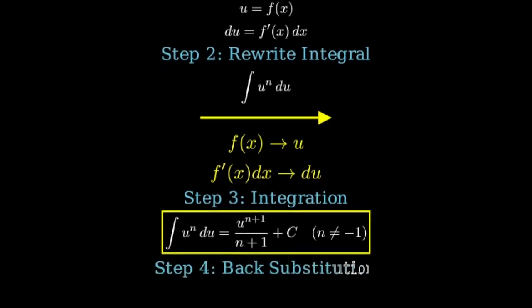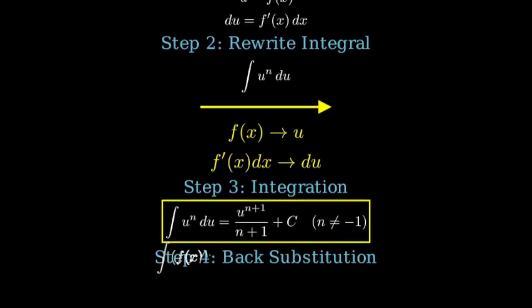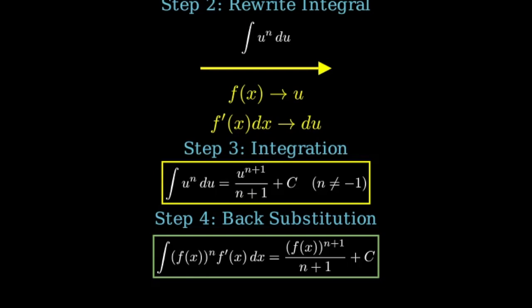Finally, we substitute back f of x for u. This gives us our final answer, f of x to the n plus 1 over n plus 1 plus c.